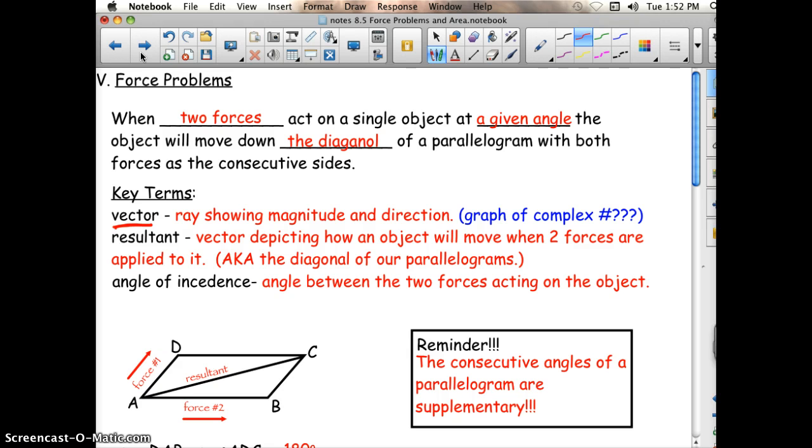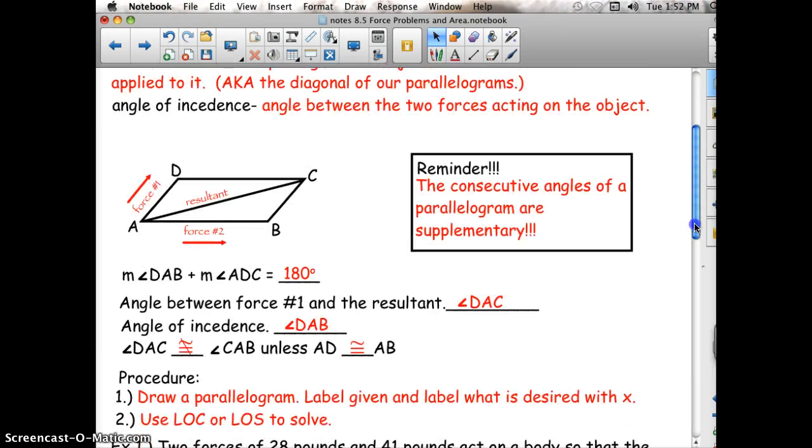All right, a resultant. That's a vector depicting how an object will move when two forces are applied to it. It's also the diagonal of our parallelogram. So these force parallelograms are going to have the diagonal as the resultant. Basically, it's what happened to the object. All right, angle of incidence is the angle between the two forces acting on the object.